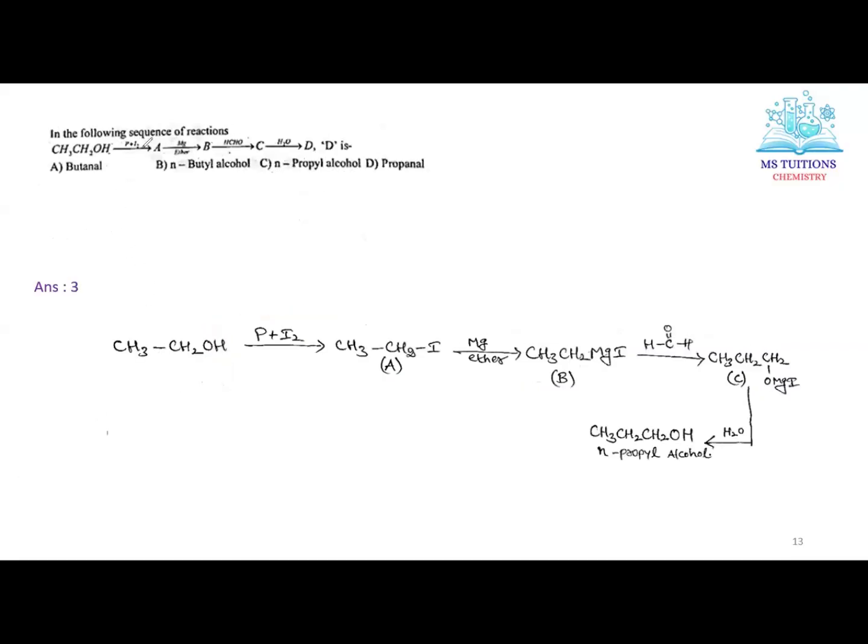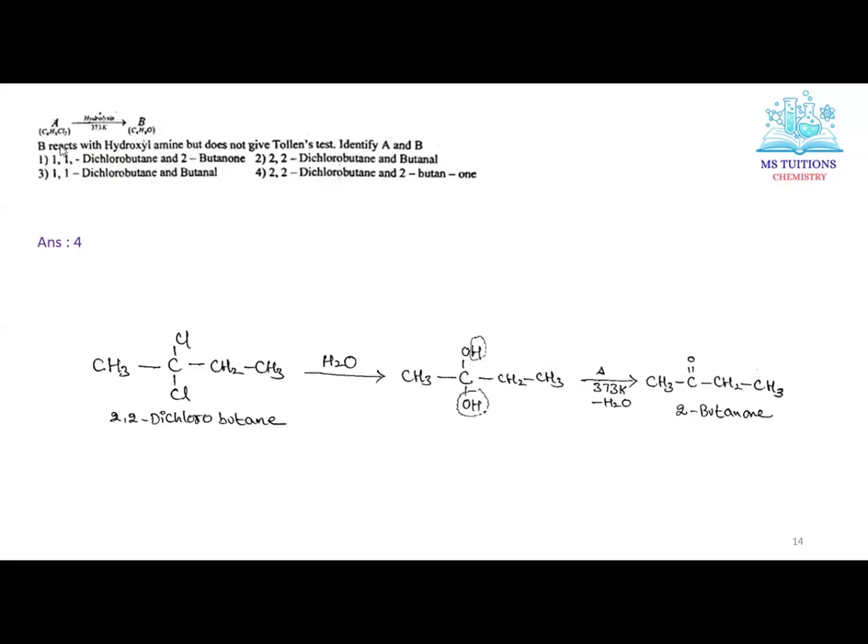In the following sequence of reactions, ethanol reacts with red phosphorus plus I2. What happens if we react the alcohol with red phosphorus plus I2? The OH will be replaced by iodine. Now it reacts with magnesium in the presence of ether, so a Grignard reagent will be formed. This Grignard reagent reacts with formaldehyde, and then the respective primary alcohol will be formed, followed by hydrolysis, according to the concept we have.